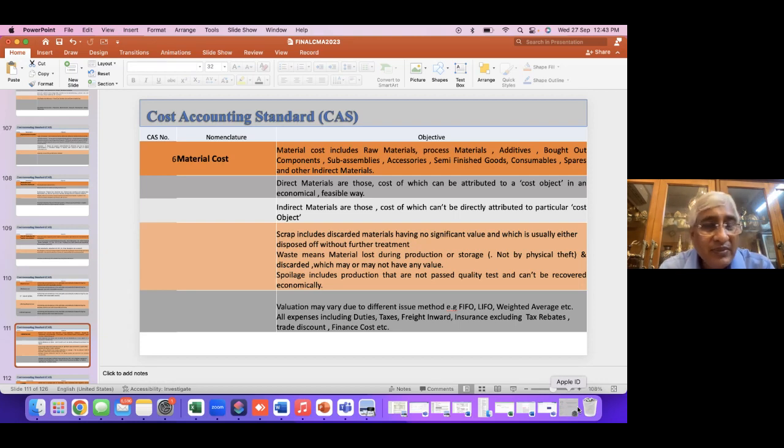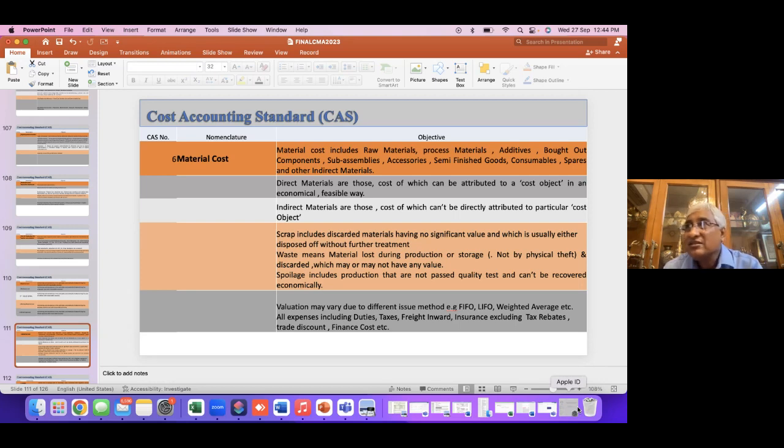Then again, material cost. You know what the material costs are. Just now I mentioned that as a costing final year student, you have run quite a long distance, so you must already be well acquainted with what material cost includes: raw materials, process materials, additives, bought out components. Different industries use the same term in different ways, like additives in cement, fertilizer, chemicals; you will find this word additive.